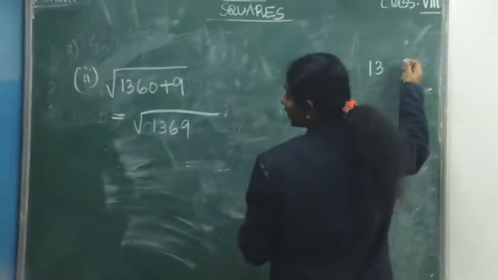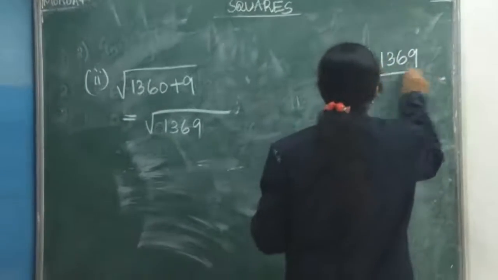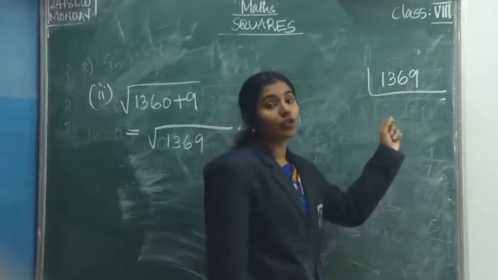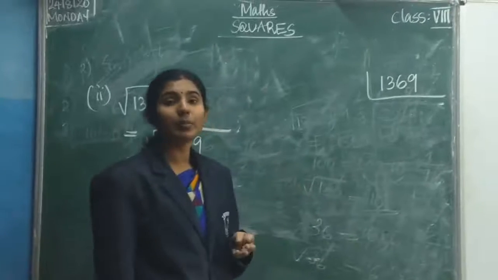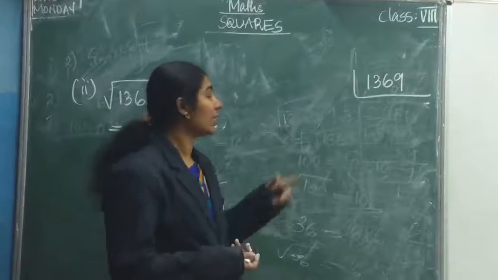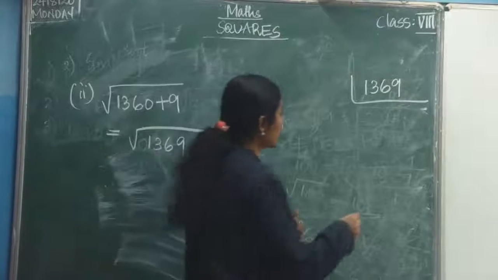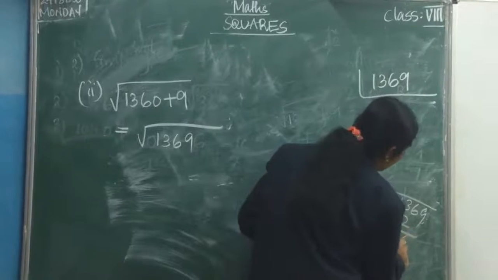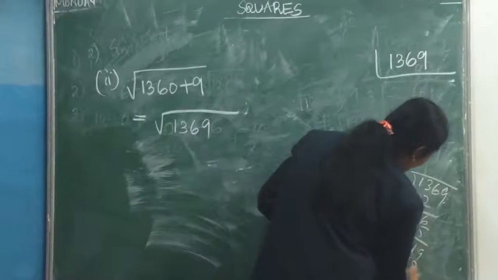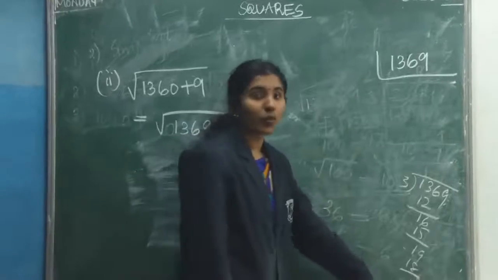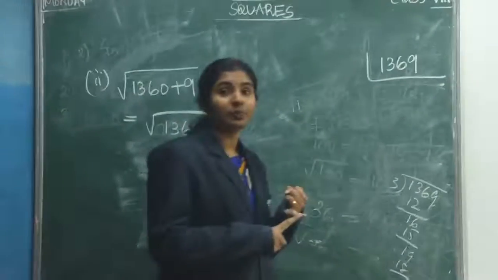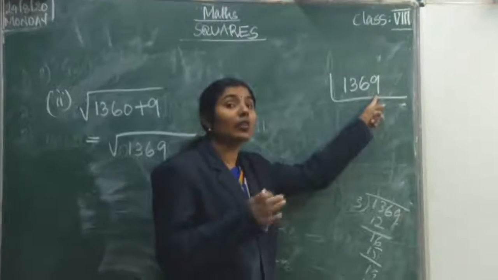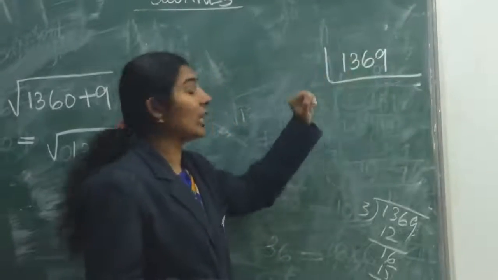1369, when you factorize, what will you get? First of all, this one is an odd number. You can't divide by 2. Next prime number is 3. Can you divide this number by 3? You will check it. When you divide 1369 by 3, you will get a remainder of 1. So that is not possible. Next prime number 5. That is not possible because the unit digit is 9. Only if it ends in 0 or 5 is it divisible by 5.